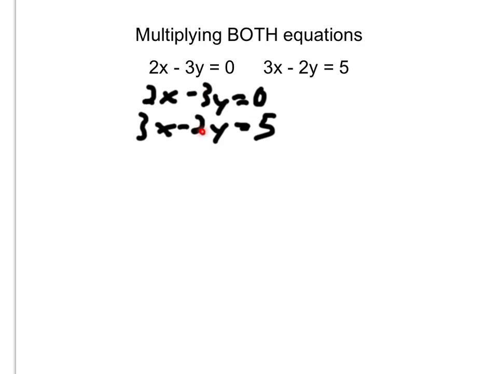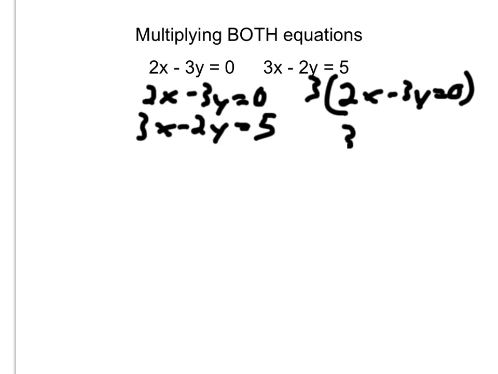Okay, notice these are the same sign too, so it's not going to really matter which way I do this, because I'm going to have to multiply one equation by negative, one by positive. So I'm going to keep this top equation positive, and the bottom equation I'm going to make negative. So what do I need to multiply 2 x's by to get 6 x's? Well, I'm going to take this whole equation and multiply it by positive 3.